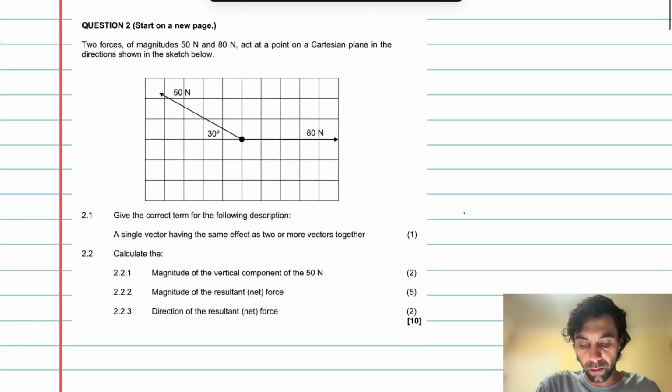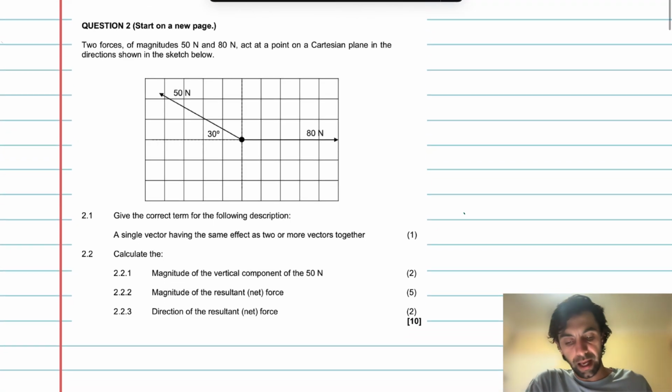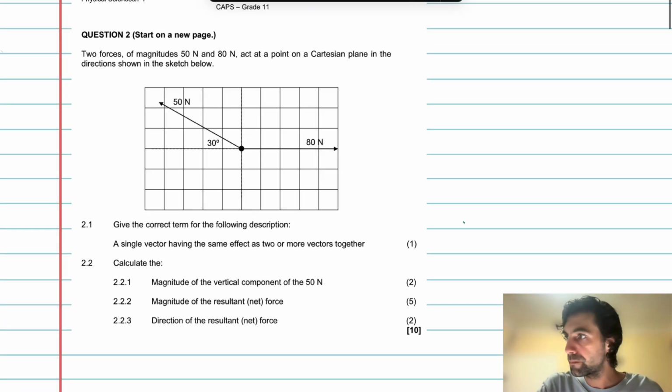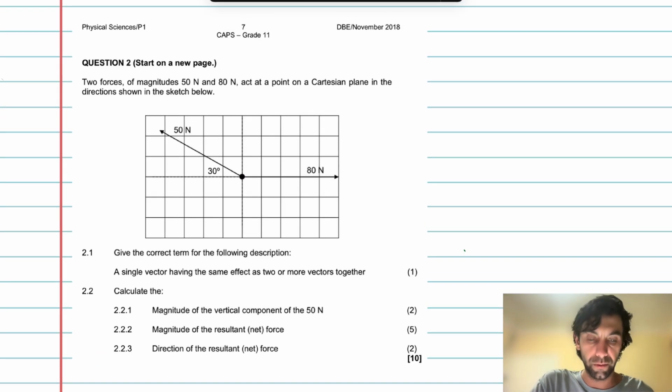So to start off, question 2.1 says, give the correct term for the following description. A single vector having the same effect as two or more vectors together, for 1 mark. That would be a resultant. The next question says, calculate the magnitude of the vertical component of the 50 Newton force.